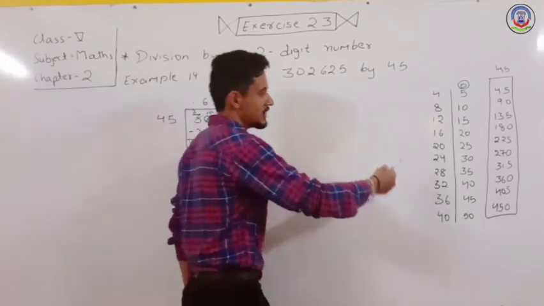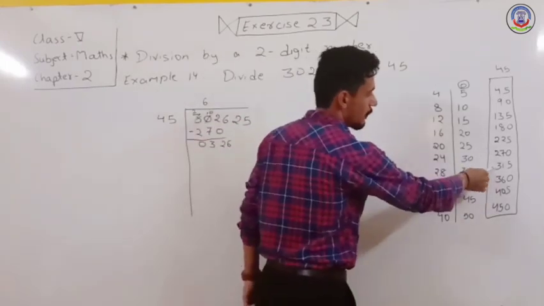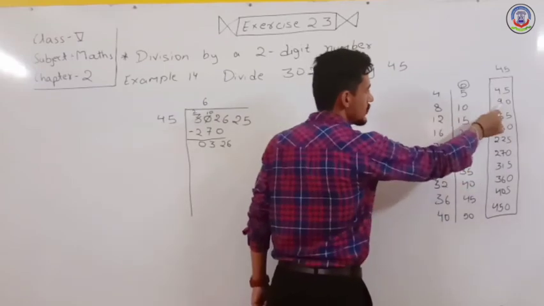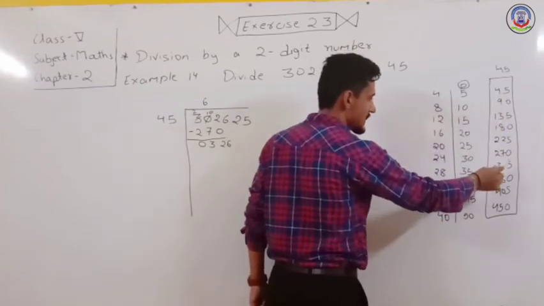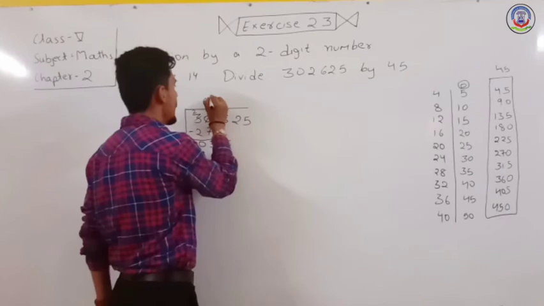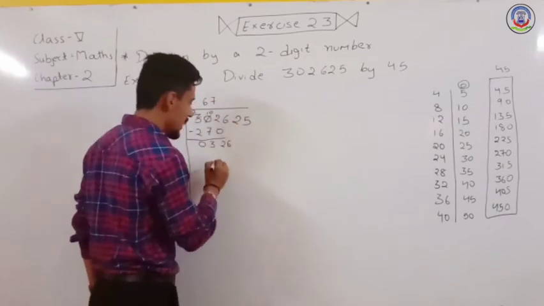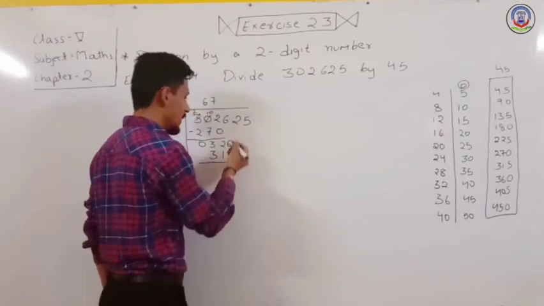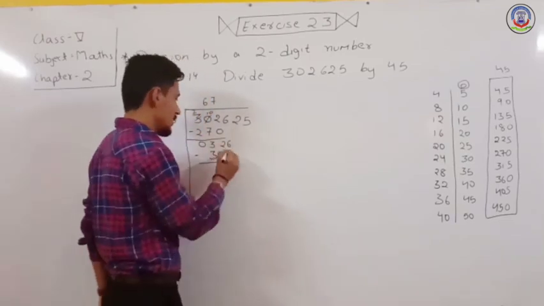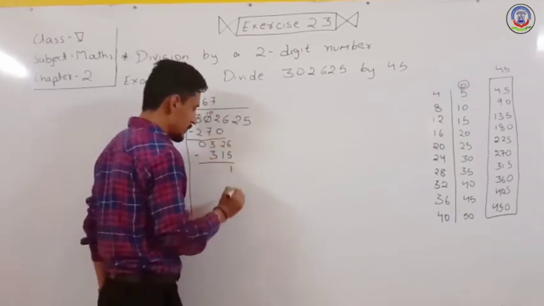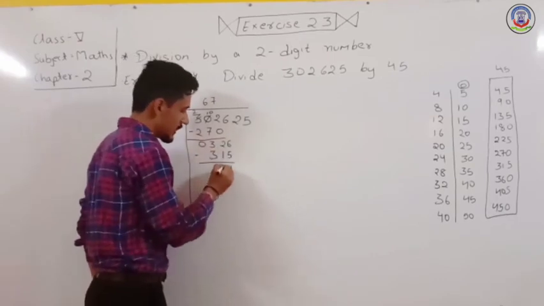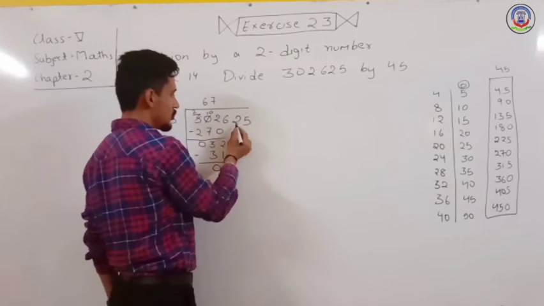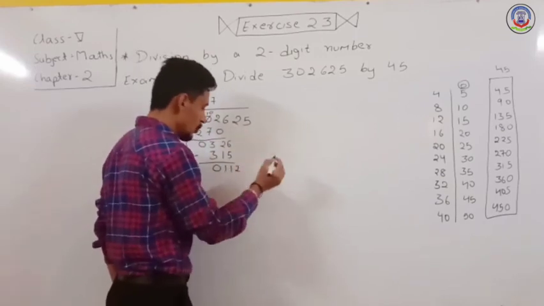Again we go there and check that 315 is smaller than 326. So we count 1s, 2s, 3s, 4, 5, 6, 7. It is its 7 times, that is 315. Next we have to subtract this. 6 subtract 5 is 1, 2 subtract 1 is 1 and 3 subtract 3 is 0. Next number is 2, so we write 2 here.